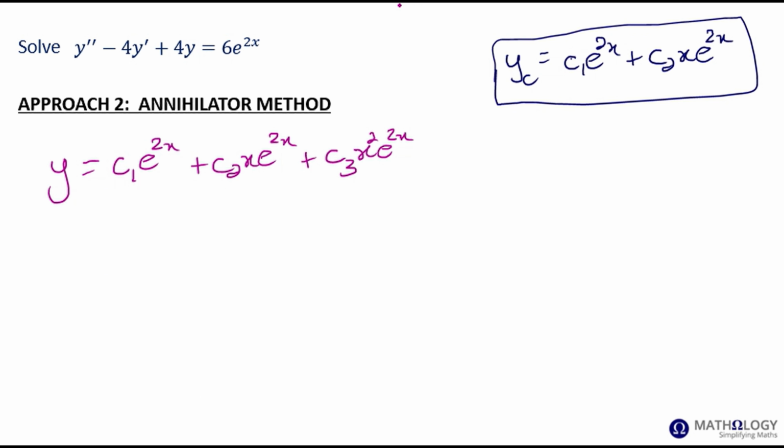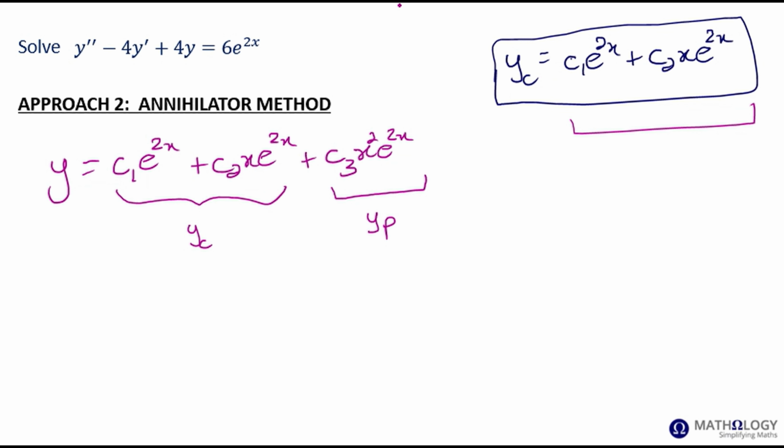Okay, the complementary solution is the same. We're dealing with the same differential equation here. So this part of the general solution is the complementary solution. So this part is y sub c, which means that c3x squared e to the 2x is our particular solution.